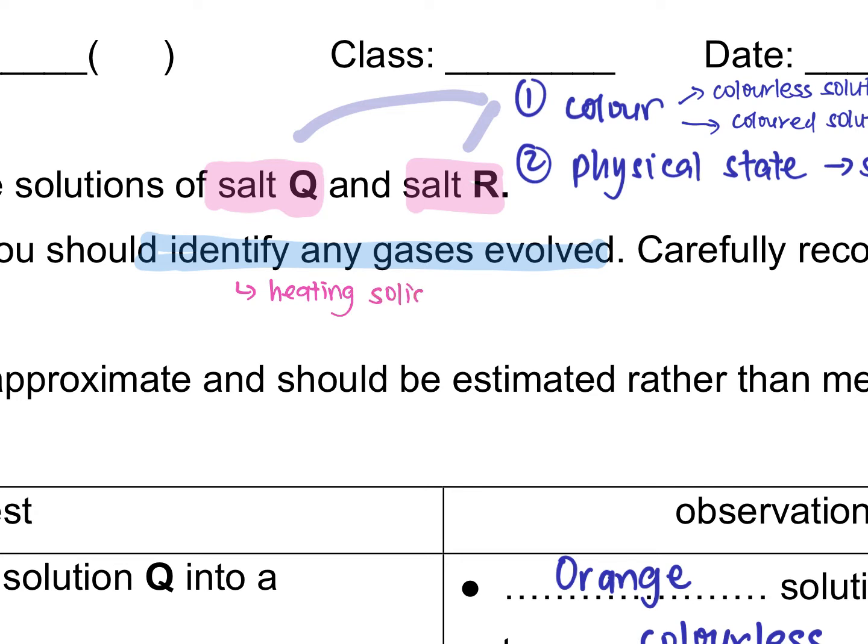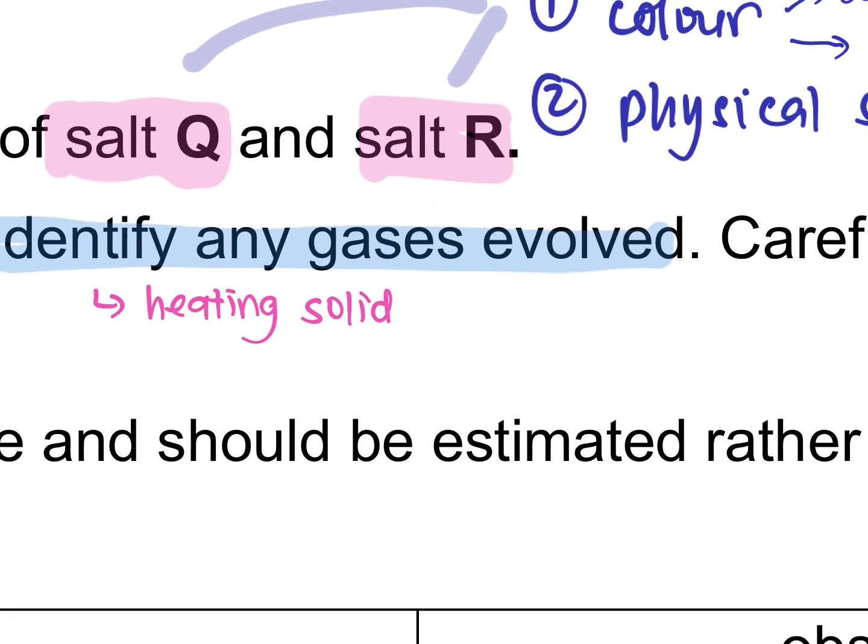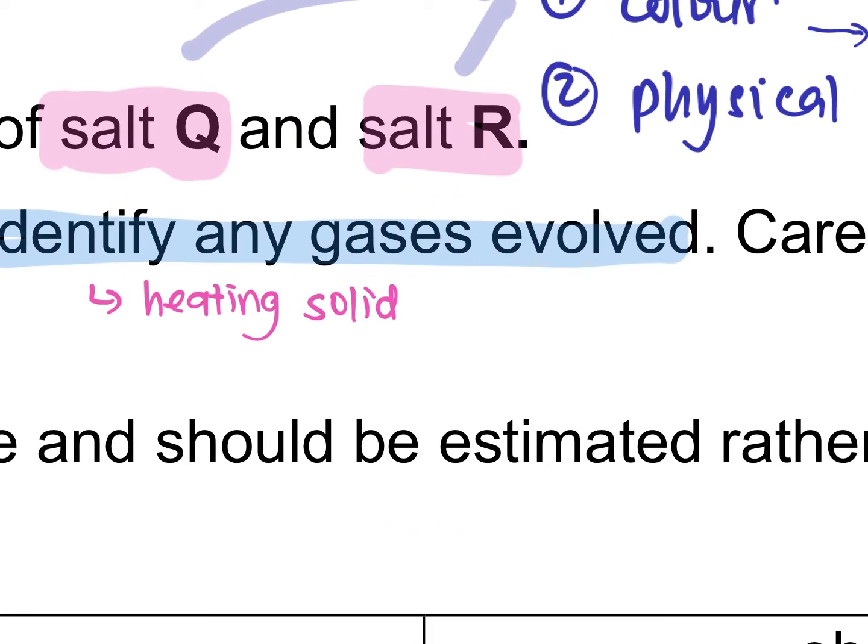But so far, when I look at the questions that require you to heat a solid strongly, they will say test the gas produced using what? Then you just carry out the following gas test. If you are heating a solid, the possible gases that you can be testing for are carbon dioxide, ammonia gas, and I've also seen oxygen gas. So these are the three common gases you test for if you are heating a solid strongly.